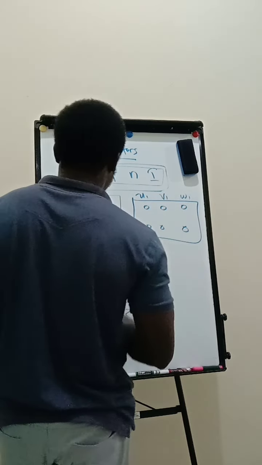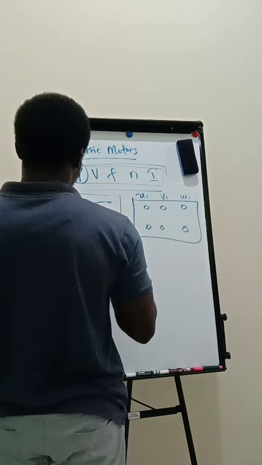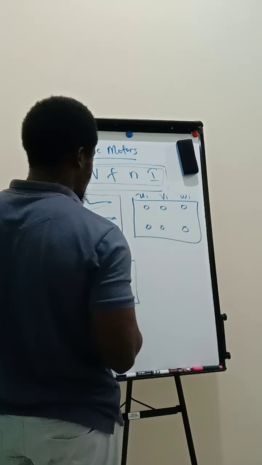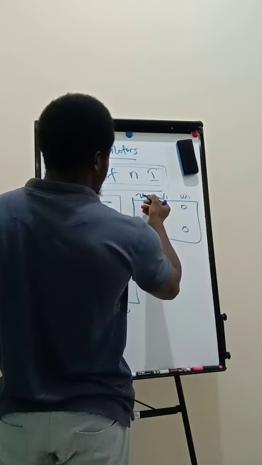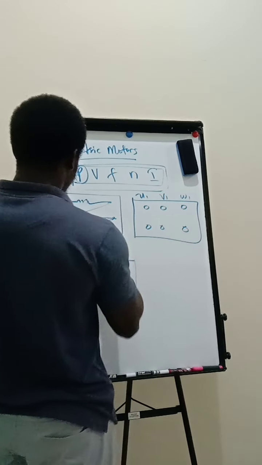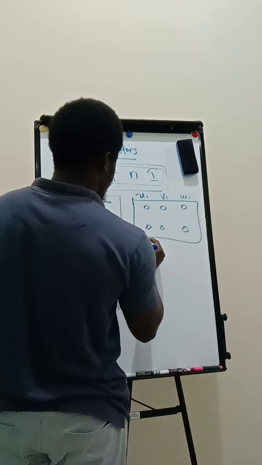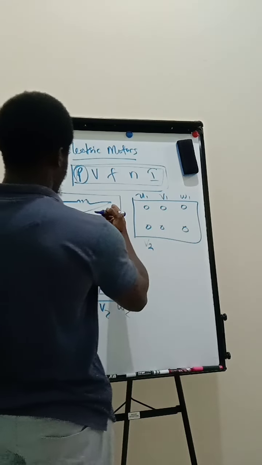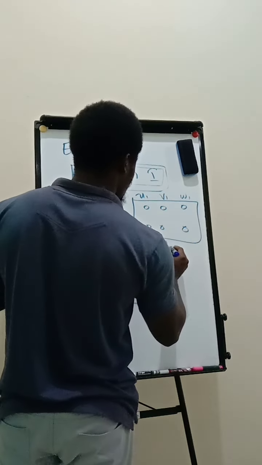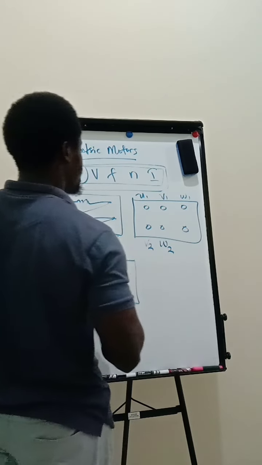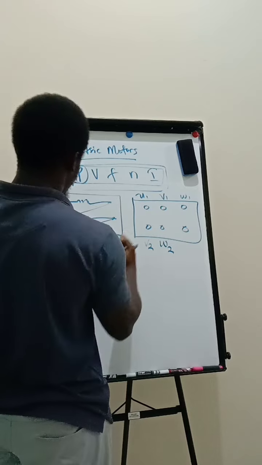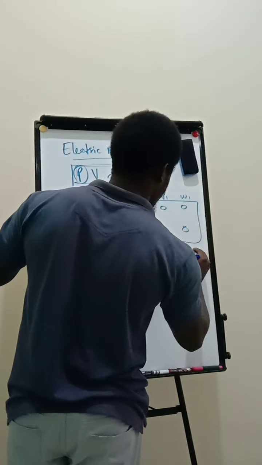So how do we achieve this for delta? Since the start of each winding is connecting to the end of the next winding, the start of U1 is going to be connecting to the end of the next winding, which is V2. The start of V1 is connecting to the end of W winding, which is W2. The start of W1 is connecting to the end of U winding, which is U2.